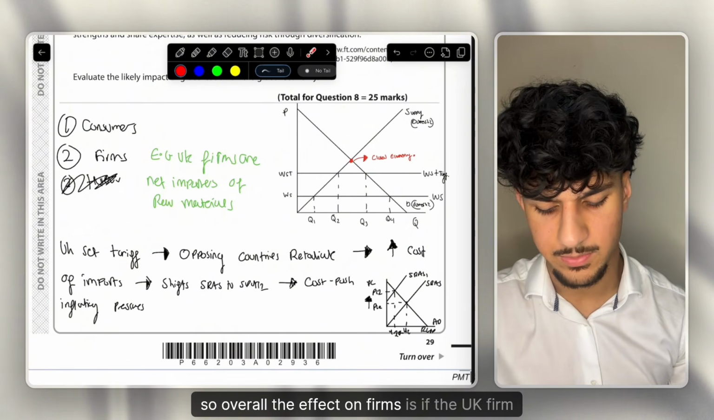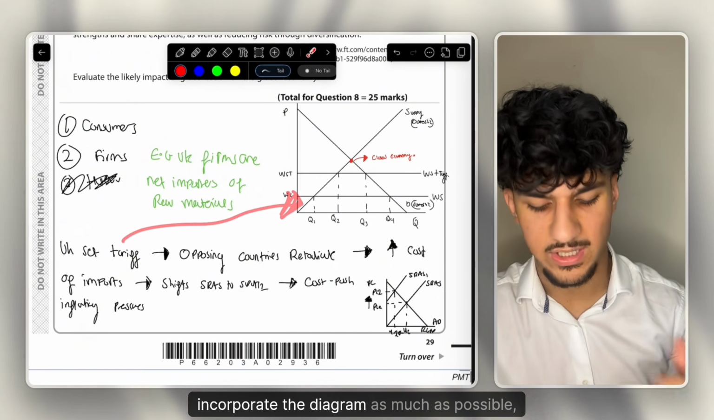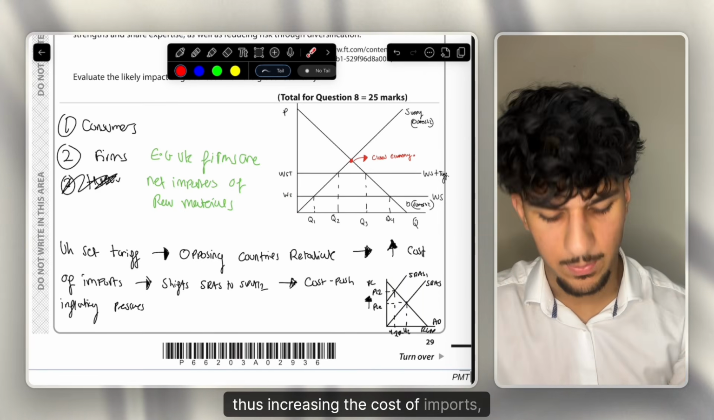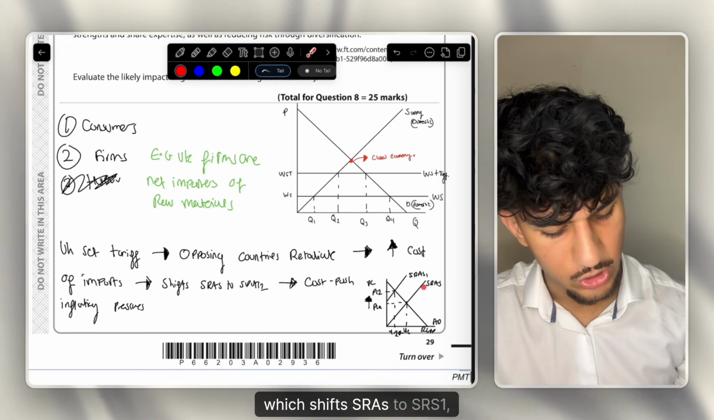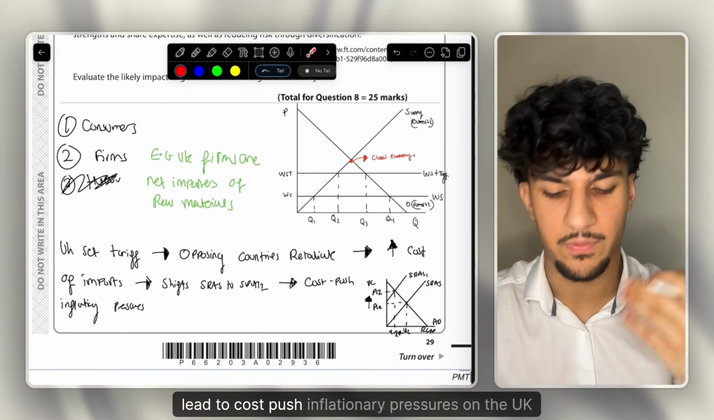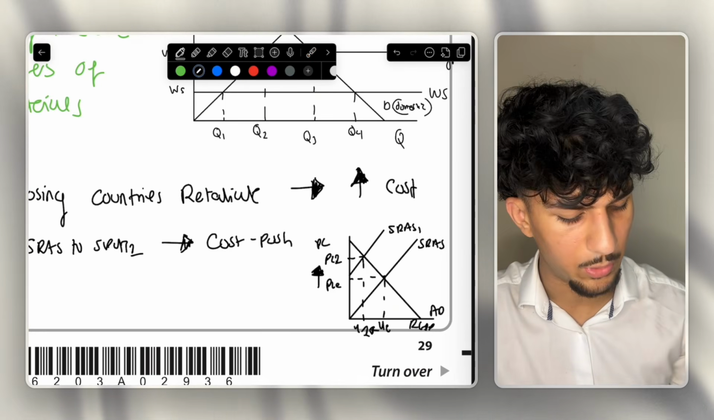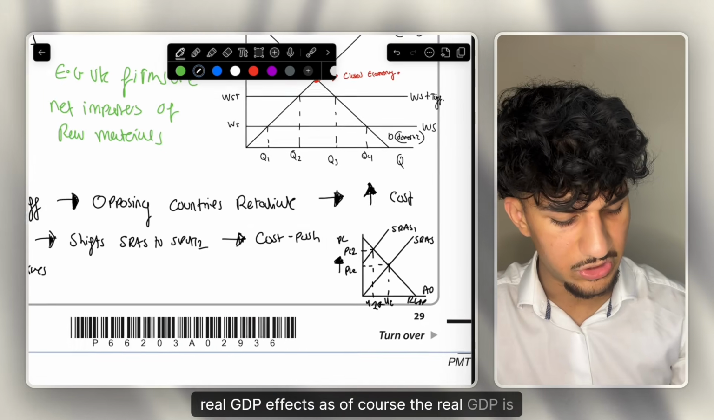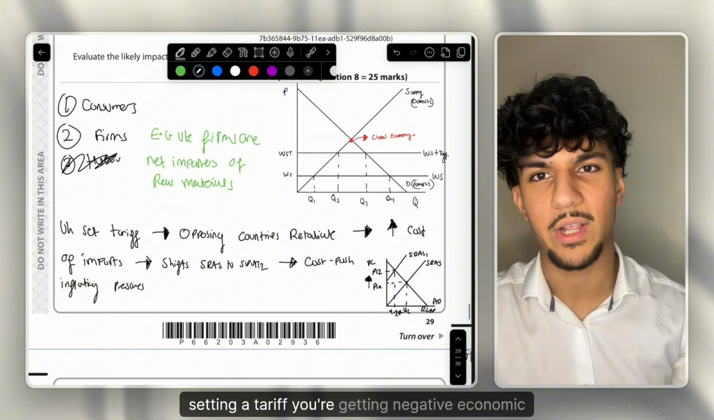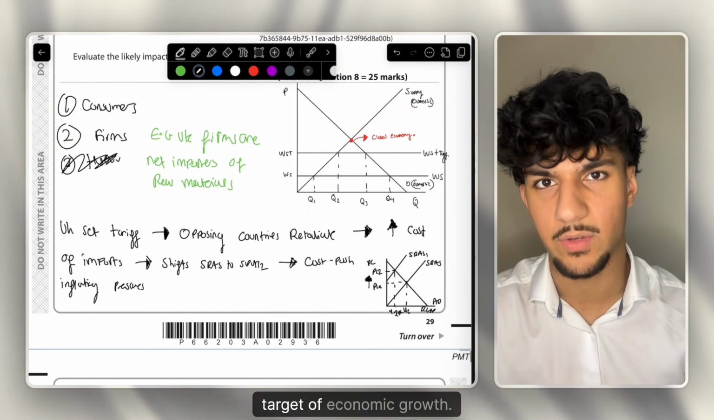So overall, the effect on firms is if the UK sets a tariff, and of course use a tariff diagram, incorporate the diagram as much as possible, opposing countries would retaliate, thus increasing the cost of imports, which shifts SRAS to SRAS1, which is cost push inflation, and it will lead to cost push inflationary pressures on the UK economy. And you shouldn't underestimate the real GDP effects, as real GDP is decreasing from YE to Y1, thus also meaning by setting a tariff they're getting negative economic growth, which goes against the macroeconomic target of economic growth.